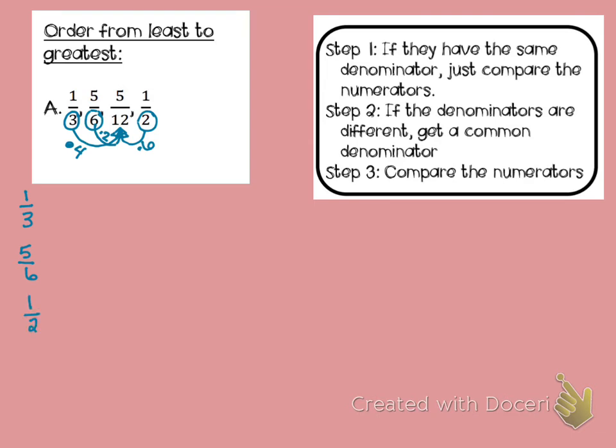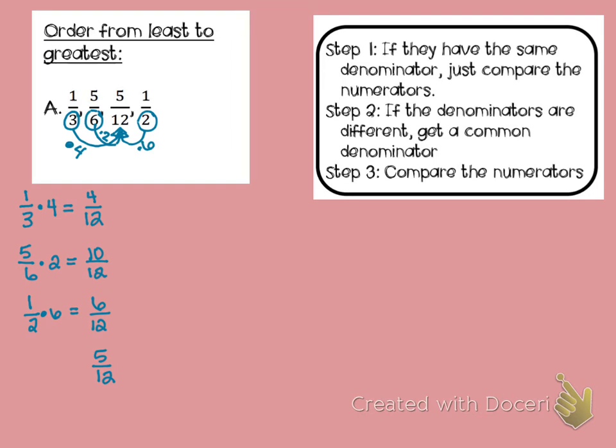Okay, so in order to order it, we went common denominators. We said that we're going to multiply 1/3 by 4. 1 times 4 is 4, and 3 times 4 is 12. We're going to multiply 6 by 2 to get a denominator of 12. 5 times 2 is 10, and 6 times 2 is 12. And we're going to multiply this by 6 to get to 12. 1 times 6 is 6, and 2 times 6 is 12. Okay, and then we also have our 5/12 here.